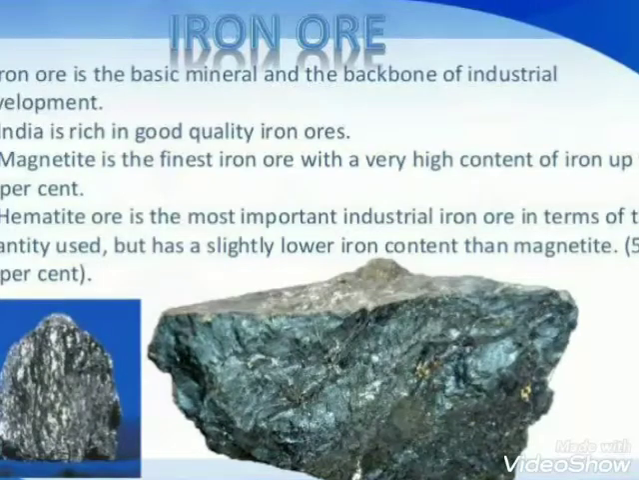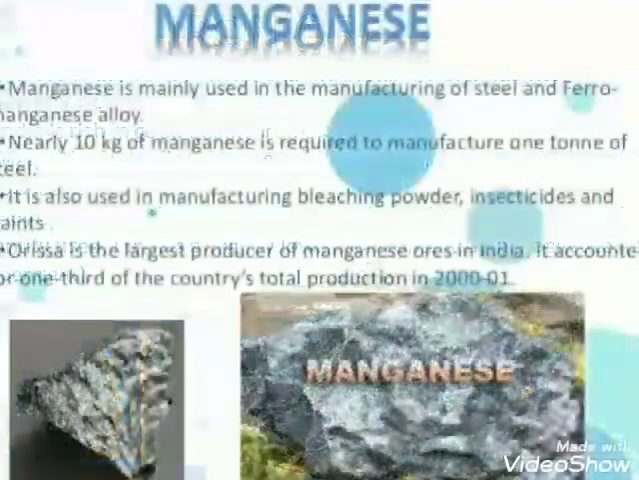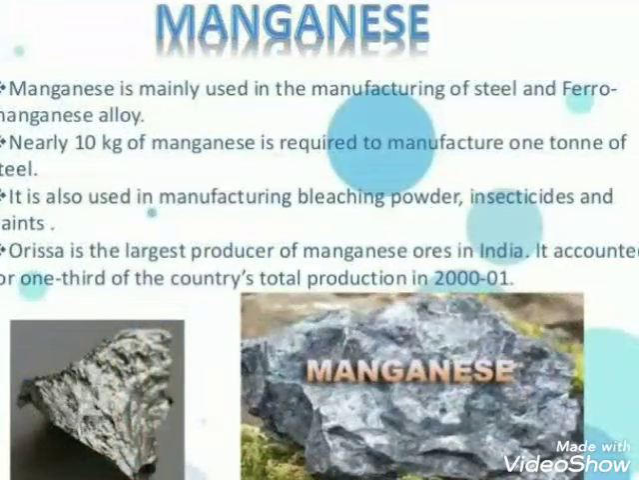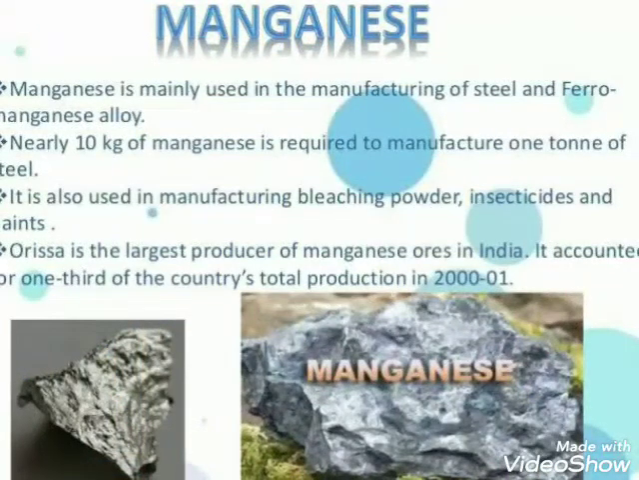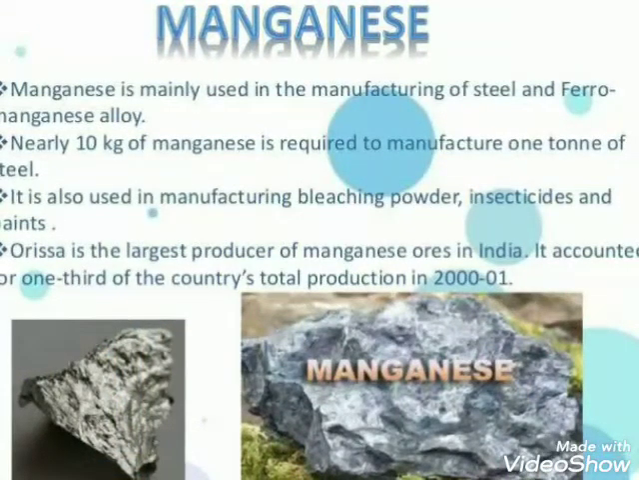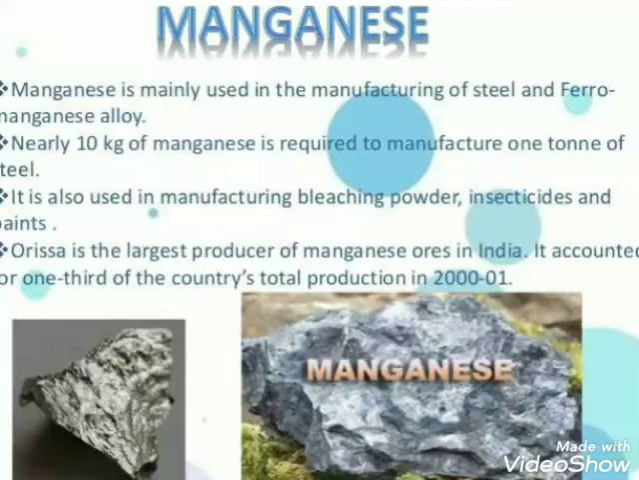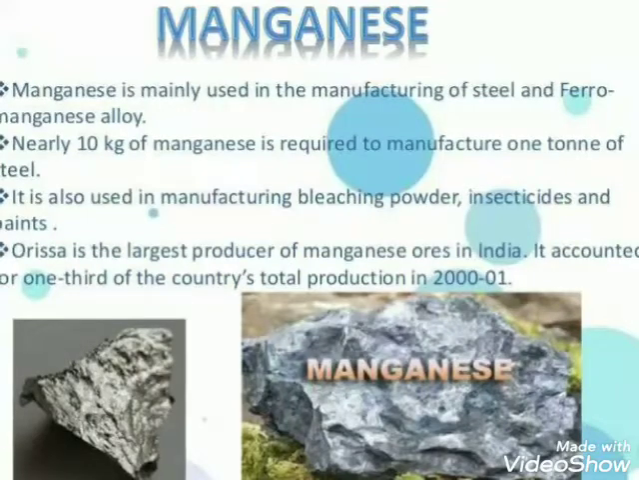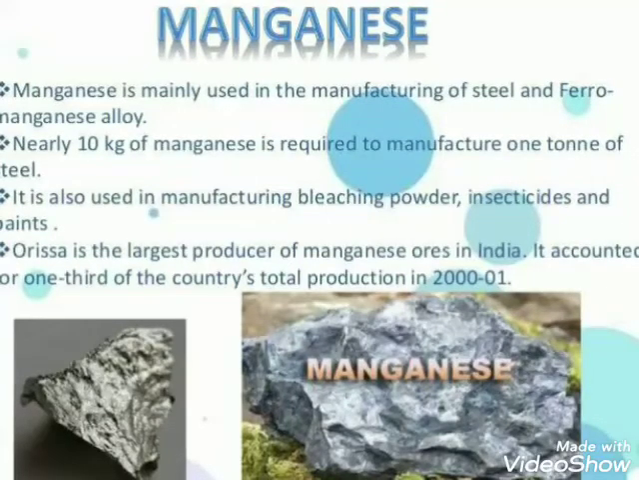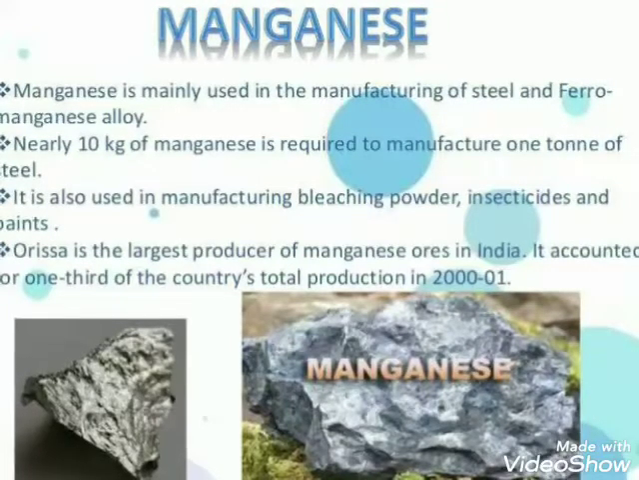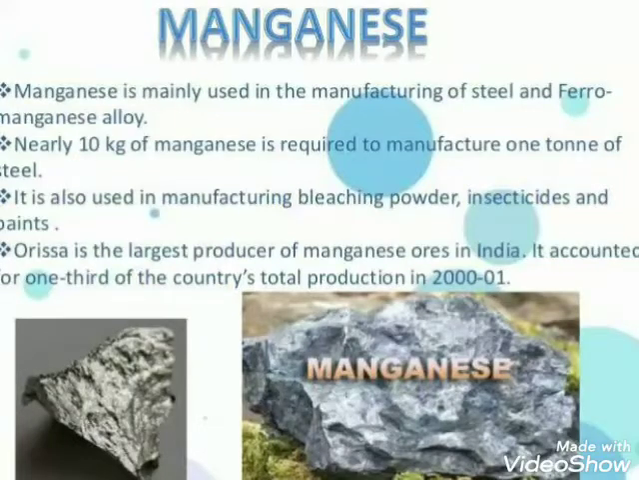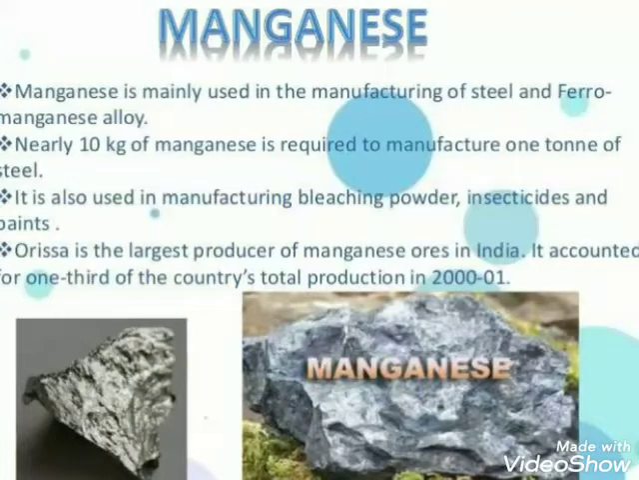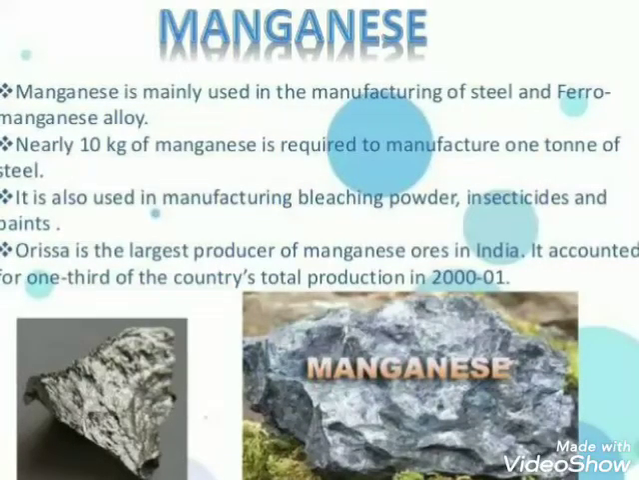Now, the next ferrous mineral is manganese. Manganese is mainly used in the manufacturing of steel and ferromanganese alloy. And you know, nearly 10 kg of manganese is required to manufacture around 1 ton of steel. It is also used in manufacturing bleaching powder, insecticides and paints.